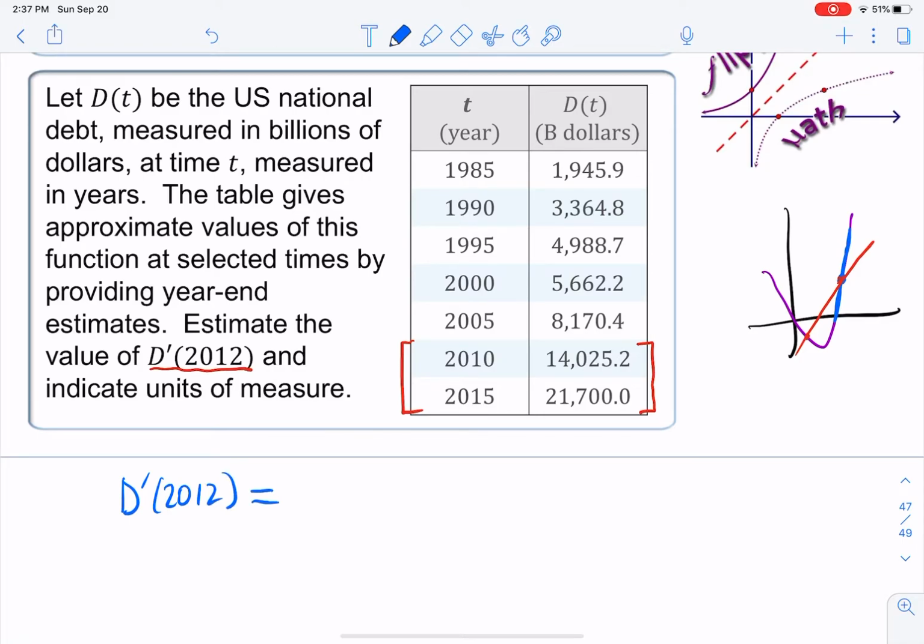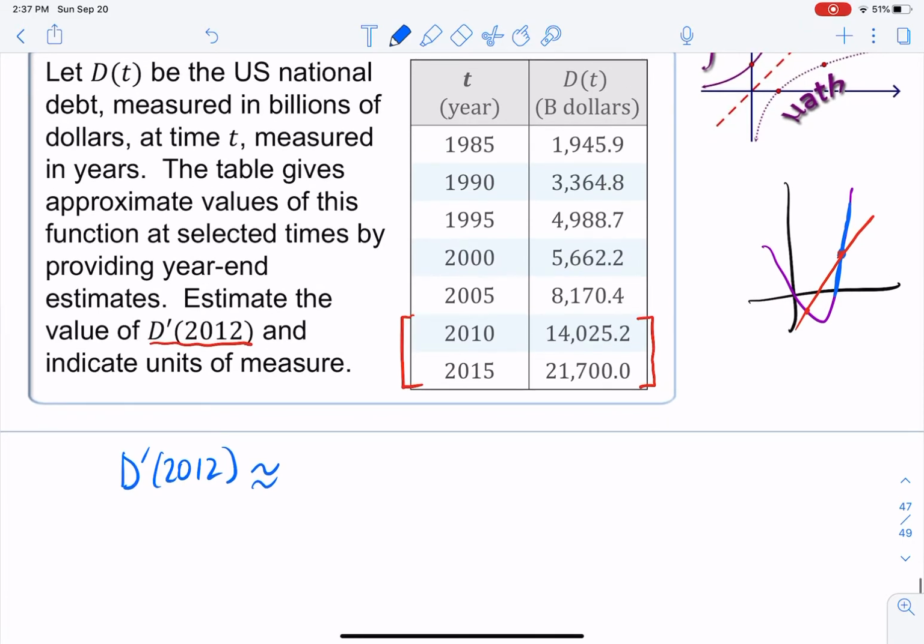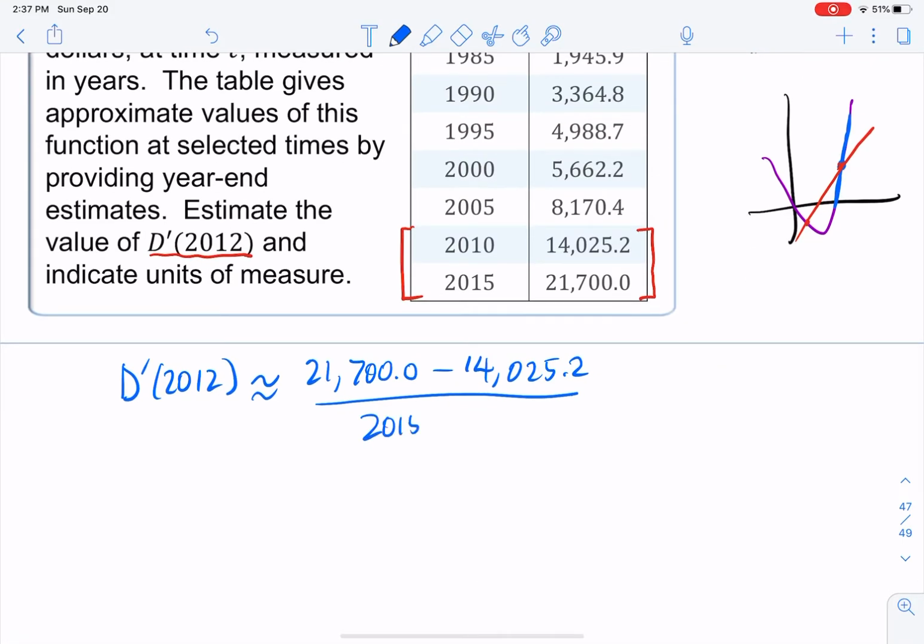And make sure you don't put equal signs because it's not equal to. I'm not finding the actual derivative. It's just an estimate of the derivative. So I'm going to use the approximately equal to symbols, the little wavy lines. And I just do my regular slope, change in y over change in x. Just keep it in the same order. I've got 21,700.0 minus 14,025.2, all of this over, in the same order, 2015 minus 2010.